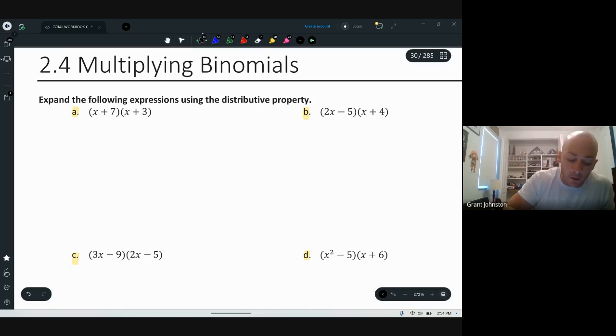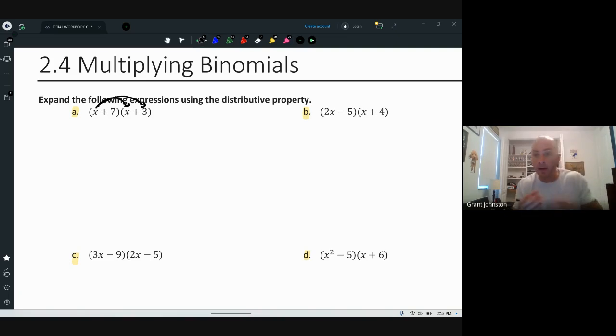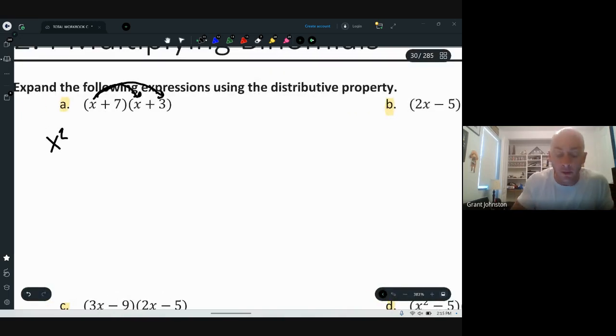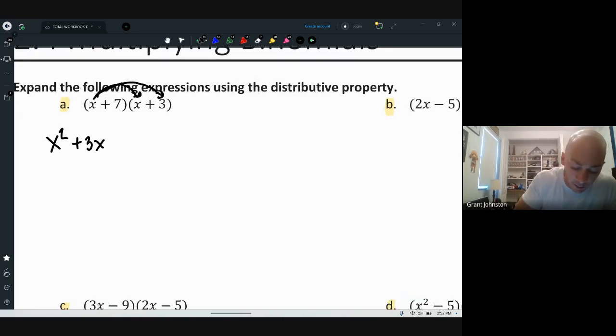So this is how this works. So this x here is going to multiply to this x and this 3. We're multiplying the x to the other binomial. And we're also going to multiply the 7 to the other binomial. But let's just do that first. So the x times the x is going to produce an x squared. Zoom in a little bit. And the x times the 3 is going to give us a 3x. So I distributed the x to the other parenthesis.